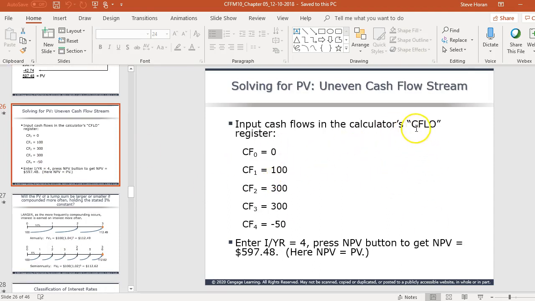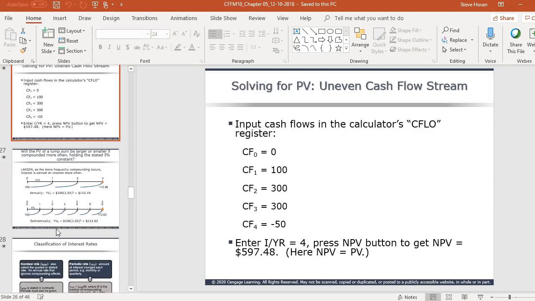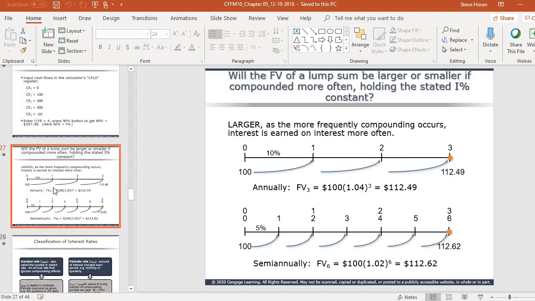You can use what they call the CFLO button on your financial calculator if you want to. Like I said, I like Excel a lot, and you can do this in Excel without too much difficulty. And I'll show you guys some things about how to do that. And then they ask us a few what-if questions or think-through questions here. You'll definitely get some of those types of questions in your homework for Chapter 5.